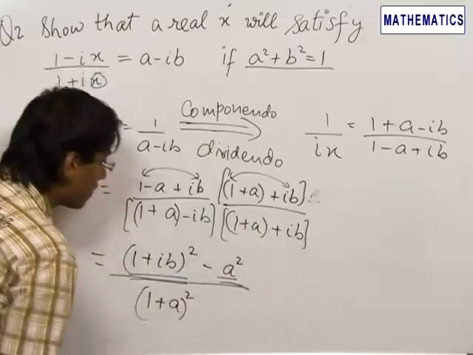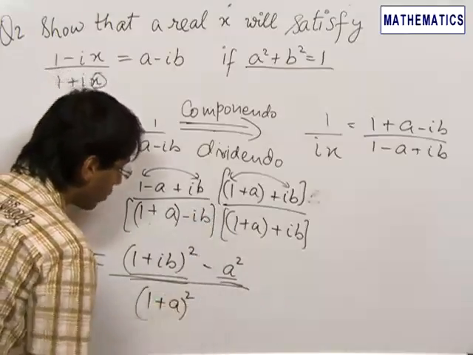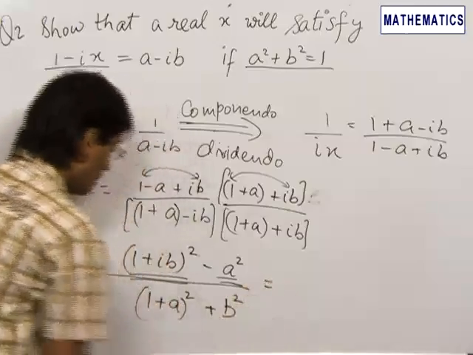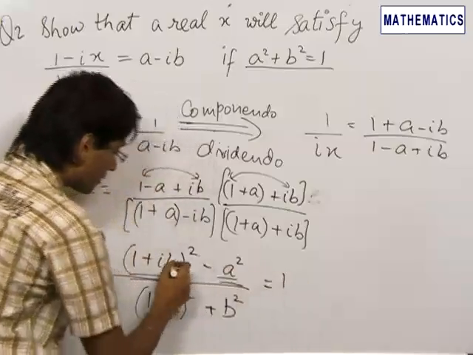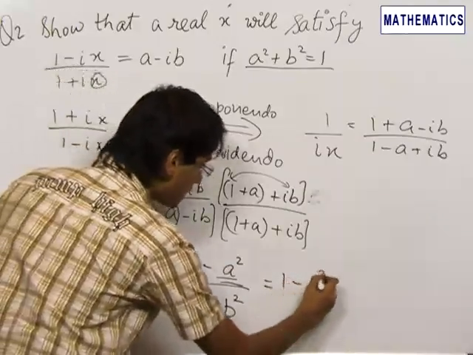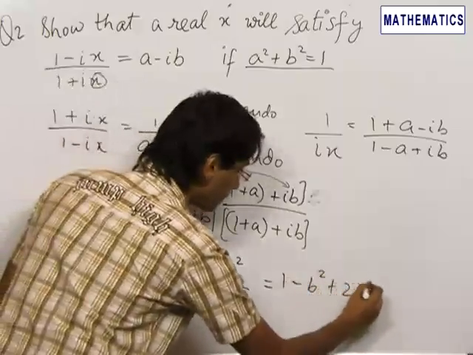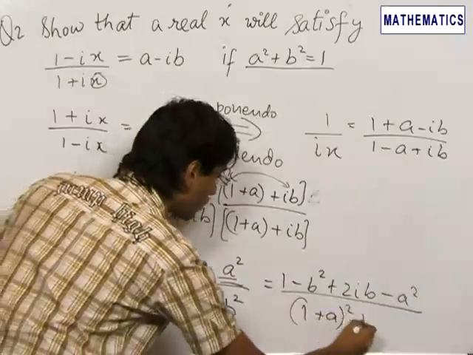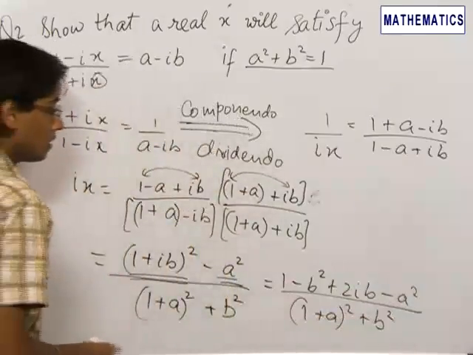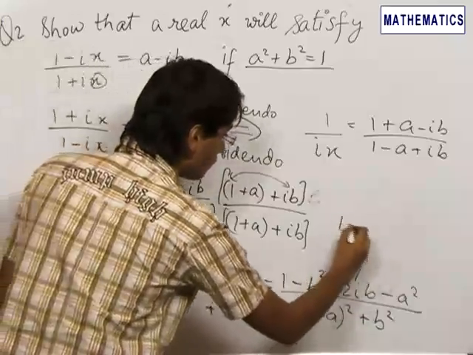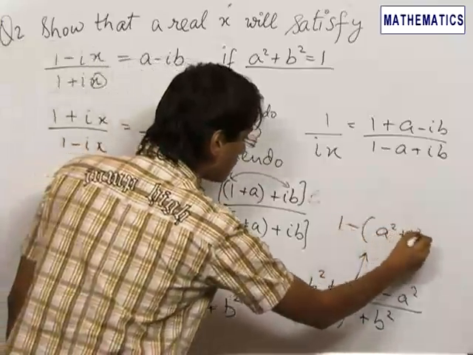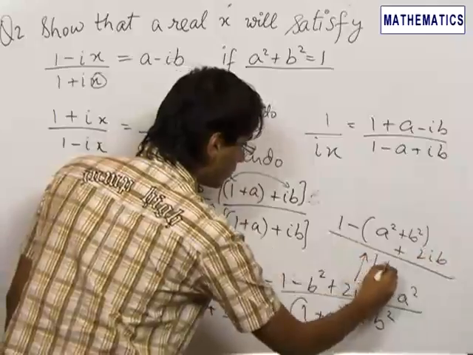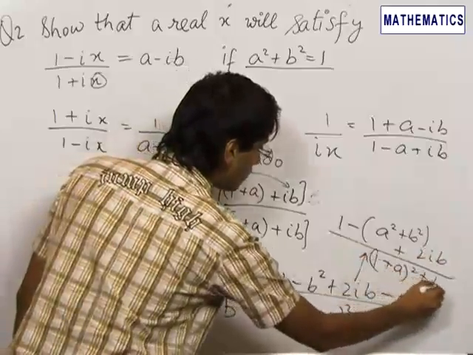that is (1 + a) whole square minus i square b square. i square is already minus 1, so this becomes plus b square. So the numerator becomes 1 plus i square b square, which is minus b square, plus 2ib, minus a square, upon (1 + a) whole square plus b square. This becomes (1 - a square - b square + 2ib) upon (1 + a) whole square plus b square.